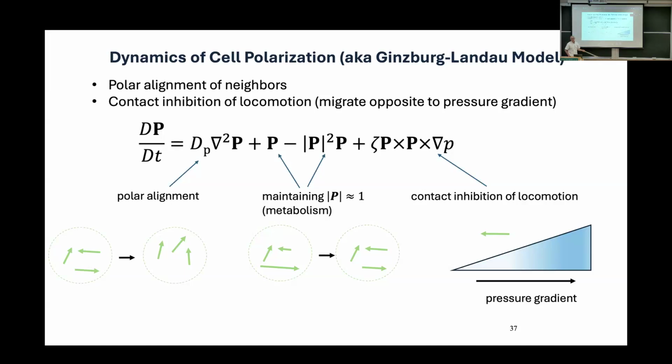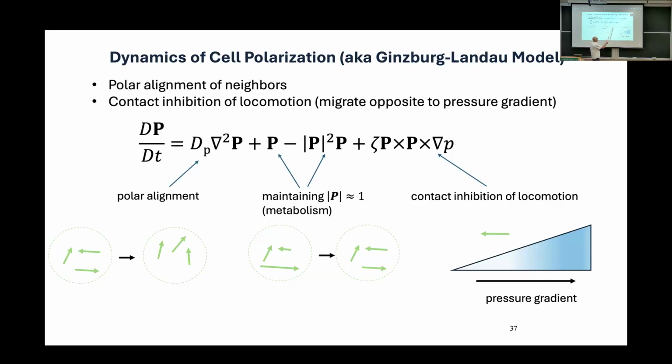This is like a V-shaped interaction between the neighbors. These two terms maintain the absolute value of P close to 1. This is due to cell metabolism. So cells use nutrients and they keep pushing, they're alive, and they maintain polarized states. They exert the force all the time.